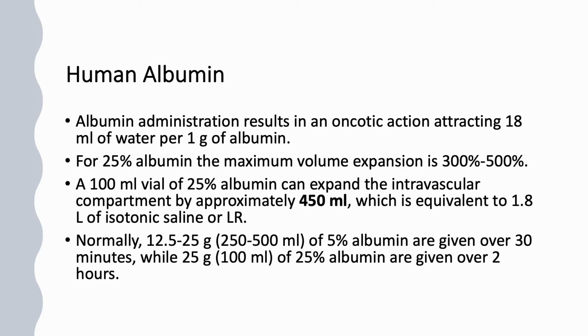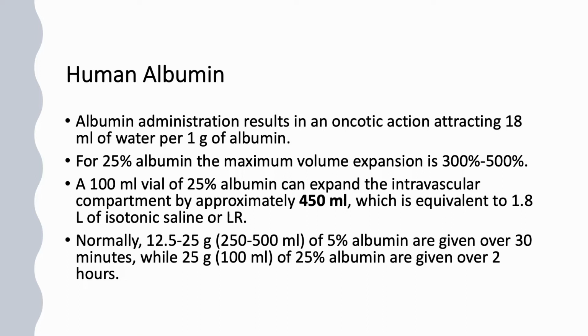For 25% albumin, the maximum expansion volume is 300 to 500%. So if you give 200 cc's, you're going to get like 800 cc's because you are going to pull water into the circulation. So for example, if we use the traditional 100 ml vial of 25% albumin, we are going to expand the intravascular compartment by approximately 450 ml. This is equivalent to giving 1.8 liters of isotonic saline or lactated Ringer. So it's very effective in that regard.